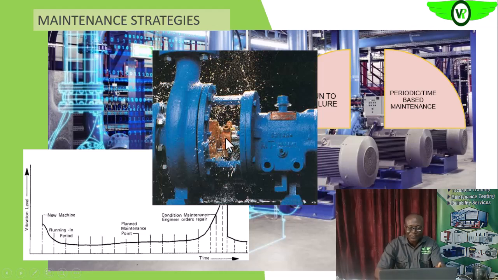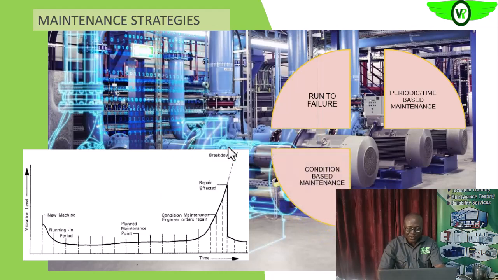Just imagine if this process fluid that is being spilled here is toxic to the environment, or can affect the safety condition of the plant or of the work environment negatively. So we'll say that allowing it to fail would have resulted in other catastrophic events or conditions that will not be too good for our operations.